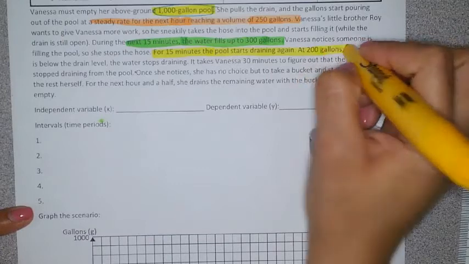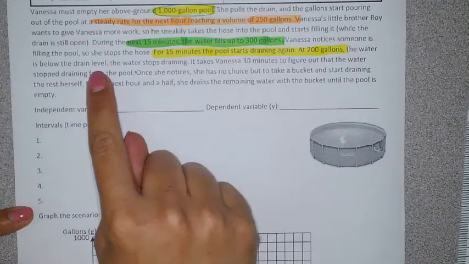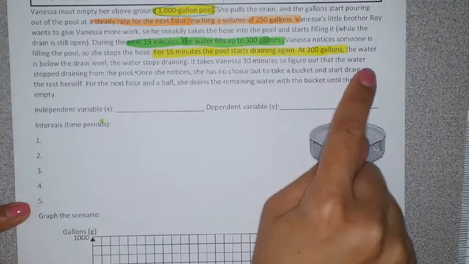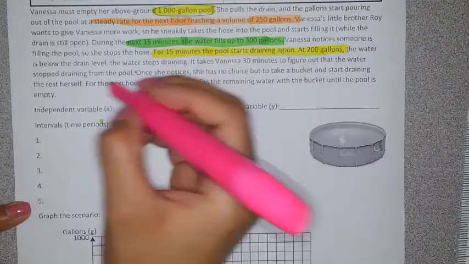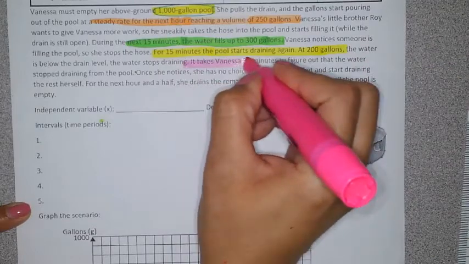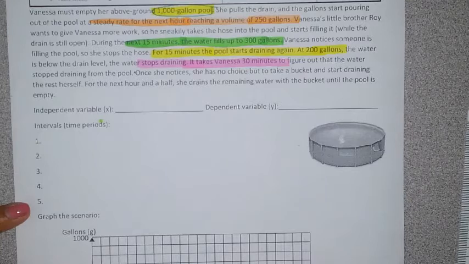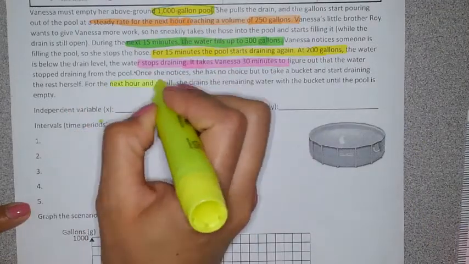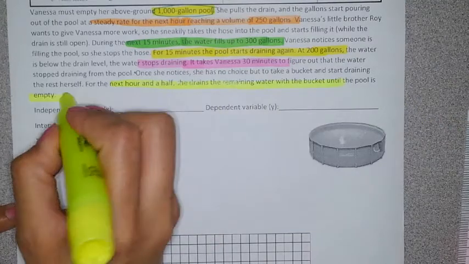Okay, at 200 gallons, so for 15 minutes it reaches 200 gallons, the water is below drain level, so it stops draining. It takes Vanessa 30 minutes to figure it out. So for 30 minutes, the water stops draining, so nothing is happening to the volume. Then after that, she has to do it by hand, and so for the next hour and a half, she drains the remaining water with the bucket until it's empty.